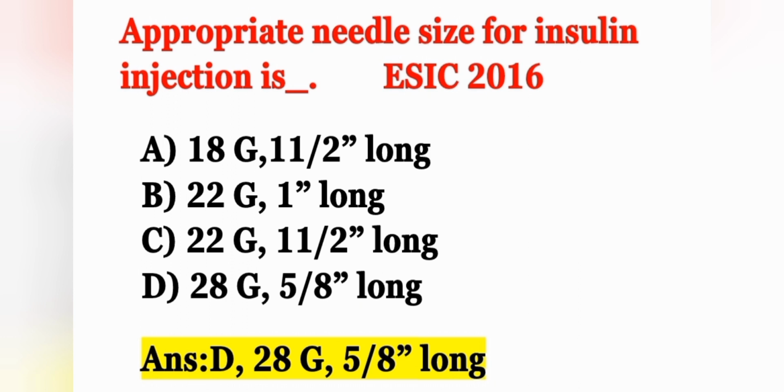The needle sizes for the remaining intradermal, intramuscular and intravenous injections are also important. You have to go through that once. Intradermal means 26 or 27 gauge with 3/8 to 5/8 length. Intramuscular means 21, 22, 23 gauge needle with 1 to 2 inch length. Intravenous means 18 to 21 gauge needles with 1 to 2 inch length. Okay, our question is insulin injection, subcutaneous route. So that is option D.